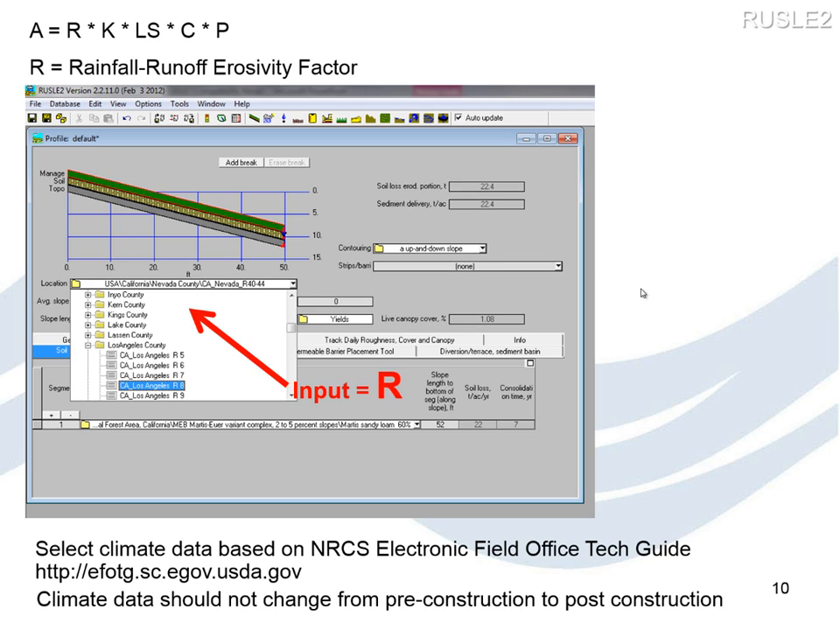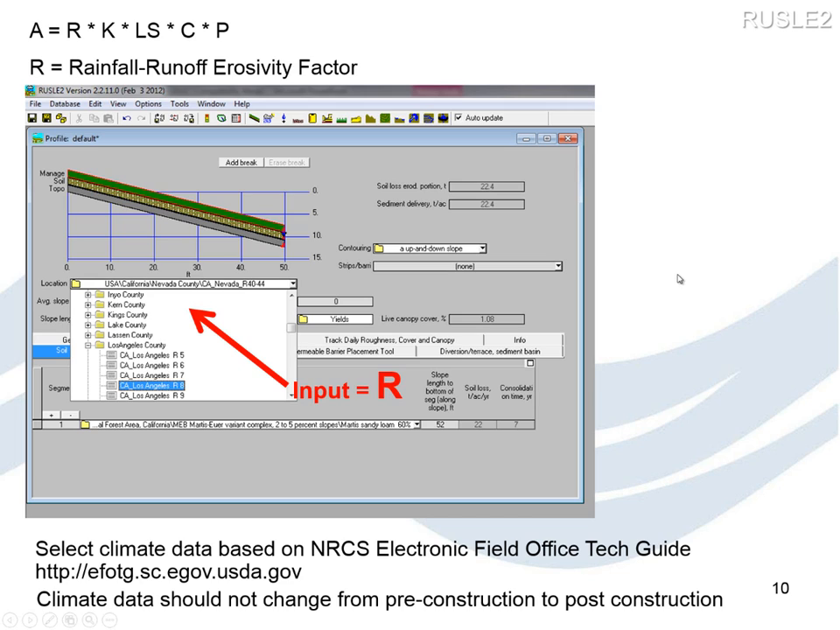So probably the best source of information to use is the NRCS Electronic Field Office Tech Guide. NRCS stands for Natural Resources Conservation Service. They're basically an agency within the U.S. Department of Agriculture. Forest Service is another example of a USDA agency. So they're basically charged with private land conservation.